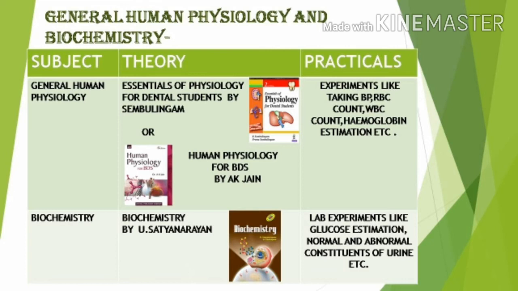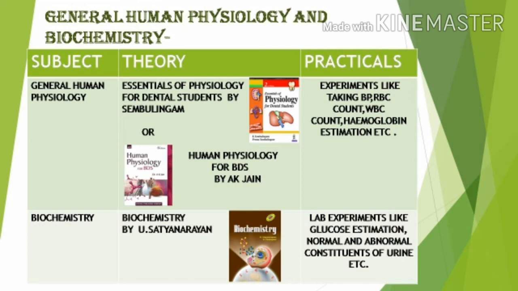For the next subject, which is general human physiology and biochemistry, there are two parts. One is physiology and the other one is biochemistry. For physiology, the books which can be referred are Essentials of Physiology for Dental Students by Sembulingam or Human Physiology for BDS by A.K. Jain. Both are good books and any one of the two can be referred. For practicals, you will learn to take blood pressure and measure RBC count, WBC count, hemoglobin estimation, etc.